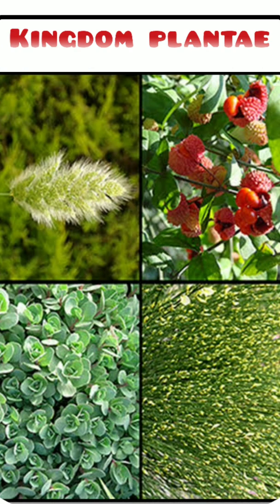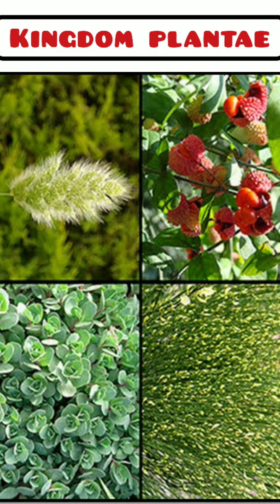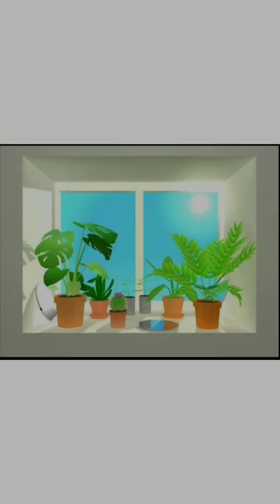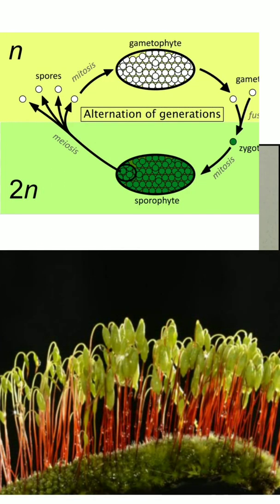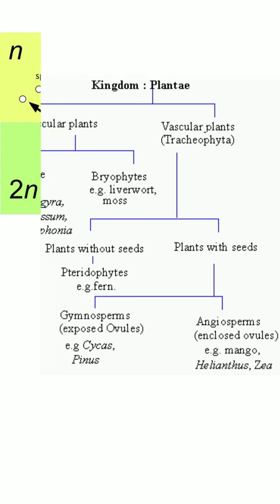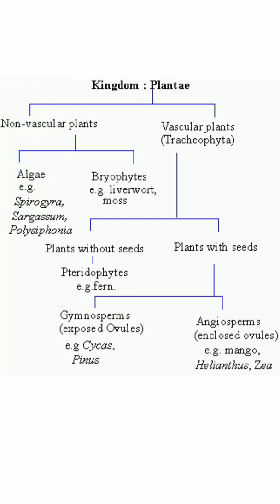Kingdom Plantae. They are multicellular eukaryotic organisms. They are photosynthetic autotrophs with chloroplasts and cell wall. They show alternation of generation. Kingdom Plantae is further classified into 5 groups: algae, bryophytes, pteridophytes, gymnosperms, and angiosperms.